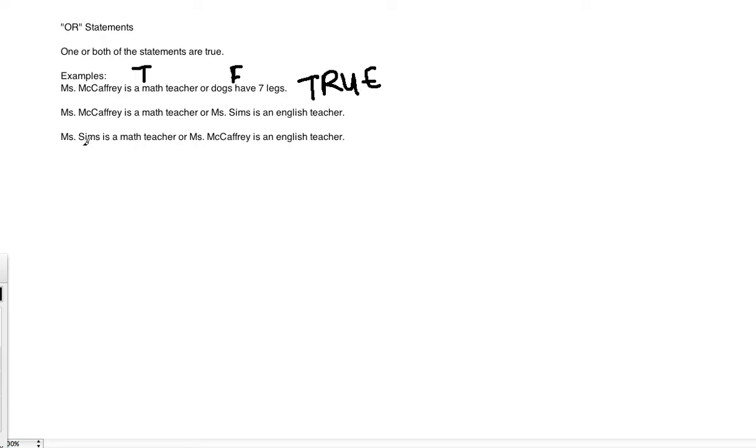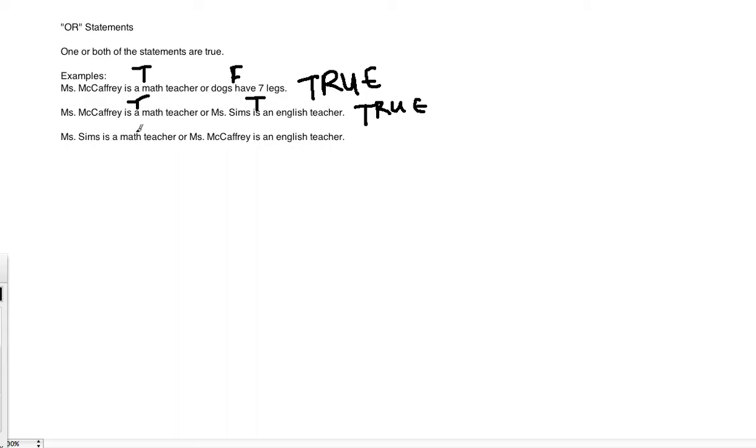Okay, my second one says Miss McCaffrey is a math teacher or Miss Sims is an English teacher. This one is true. This one is true. That makes the whole statement true. But the difference here is, we might not say in real life that this is a true statement, but in math we're going to. So one statement can be true, or both.